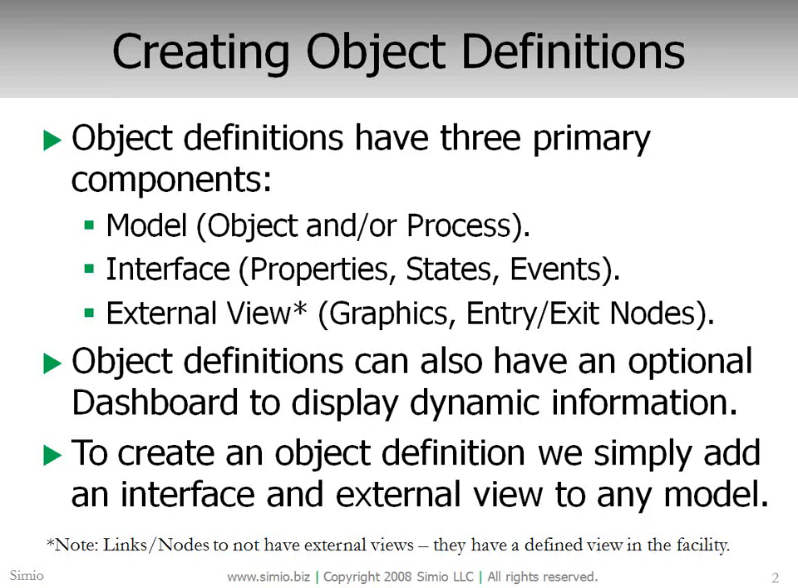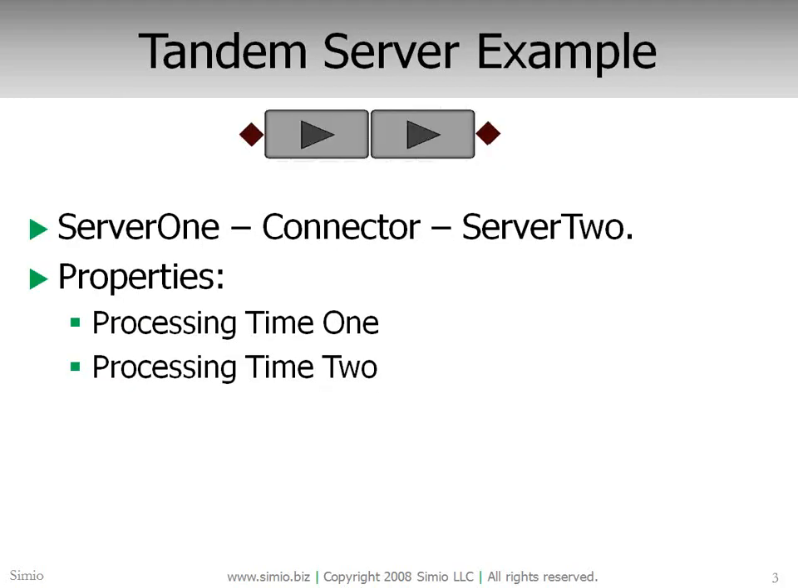So let's build our little example here. In our example, we're going to have two servers in tandem, that is in series, with no buffer space in between. So it's going to be built as a server, a connector, and a server. It's going to have properties for the processing time on the first and second server.